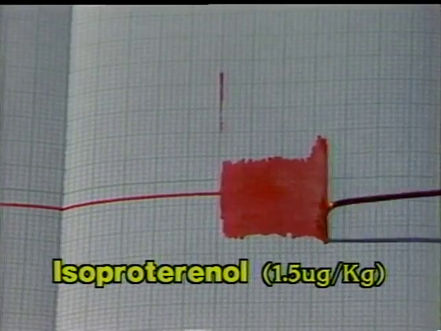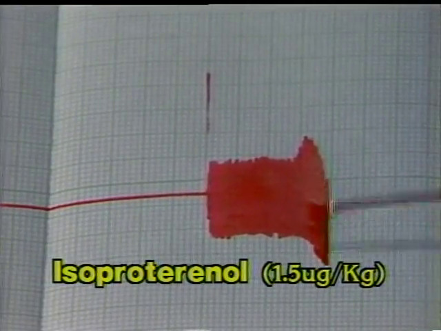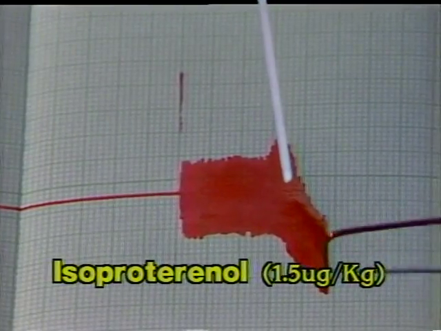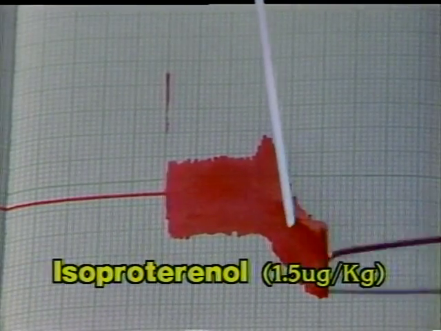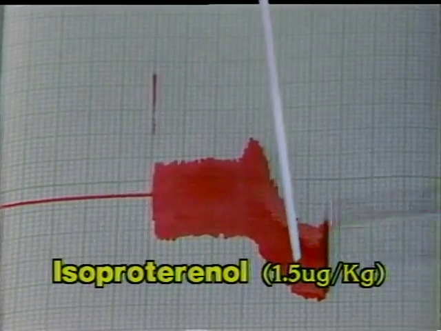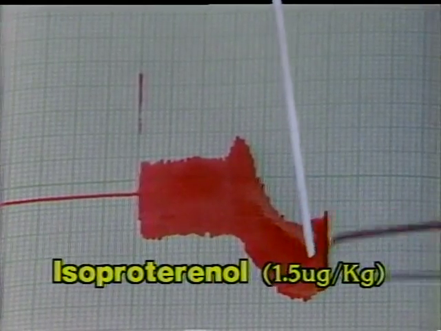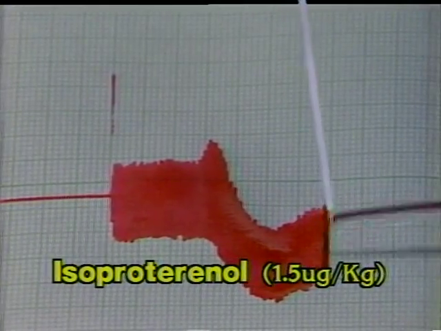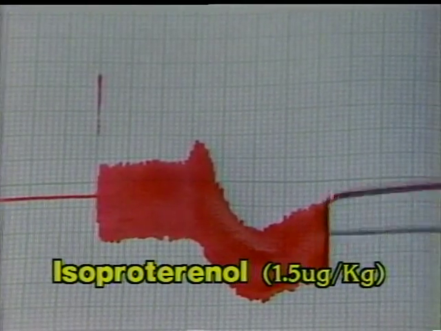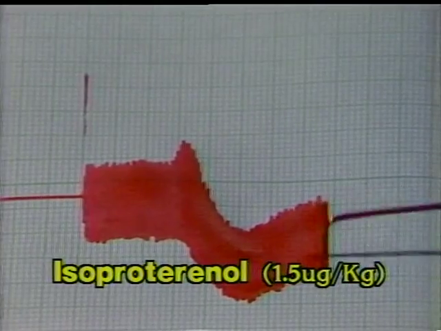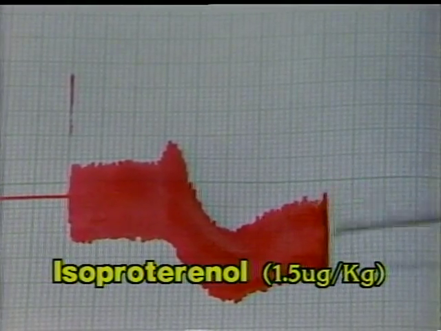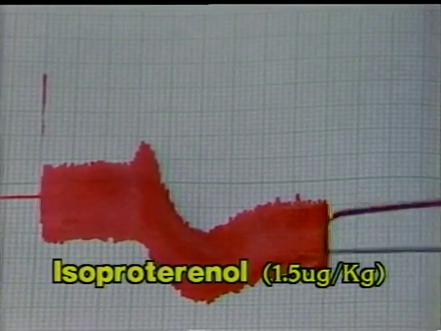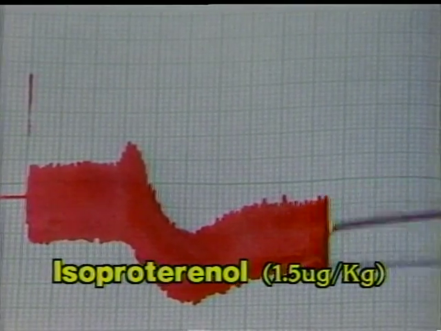As expected, the initial response is due to beta-1 receptor activation in the heart, followed by beta-2 receptor activation in the periphery. Note the marked increase in heart rate, again mediated through the baroreceptor reflex. There's a decrease in mean arterial pressure, again due to activation of the beta-2 receptors.